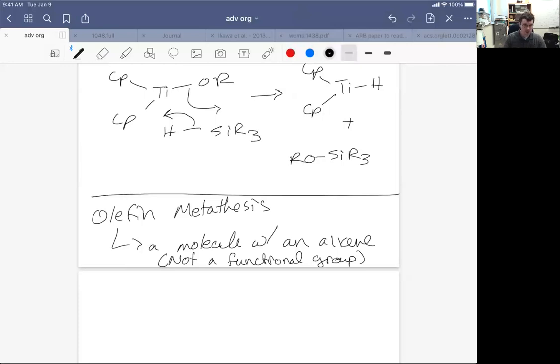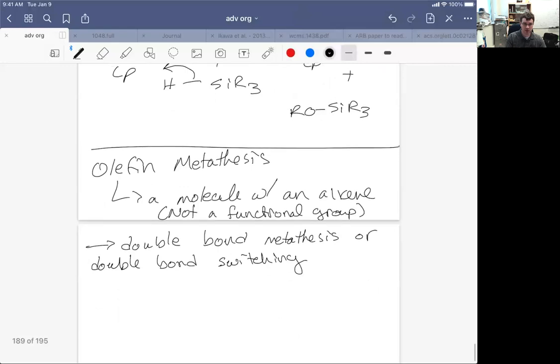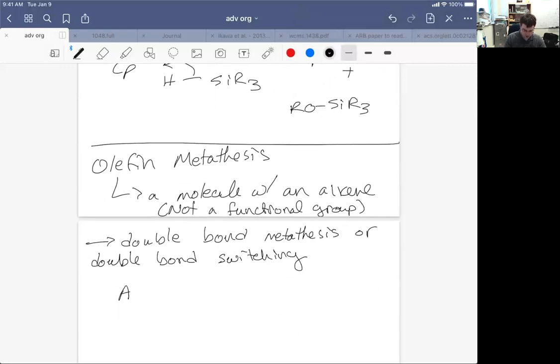This is sort of a double bond metathesis, or a double bond switching. If we consider a pi bonded system where we have A double bonded to B, C double bonded to D, we could undergo a double bond metathesis where then A is double bonded to C and B is double bonded to D.